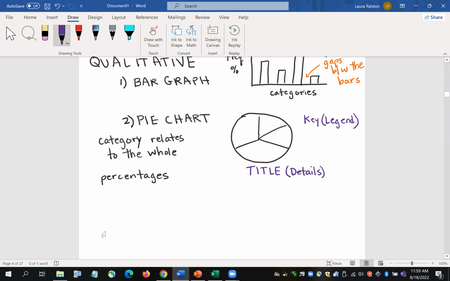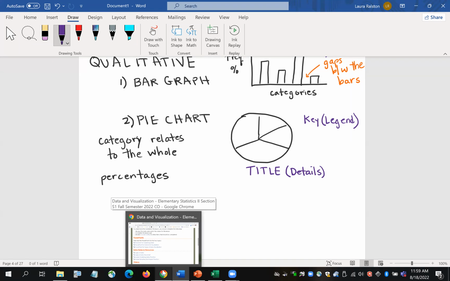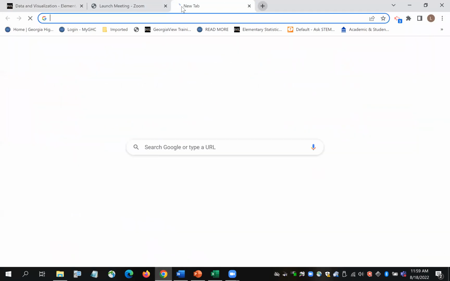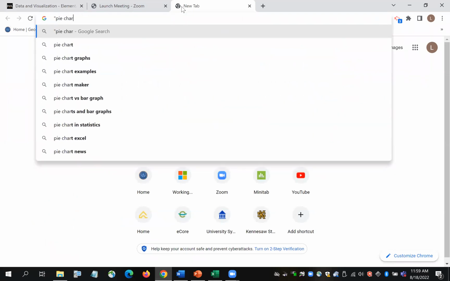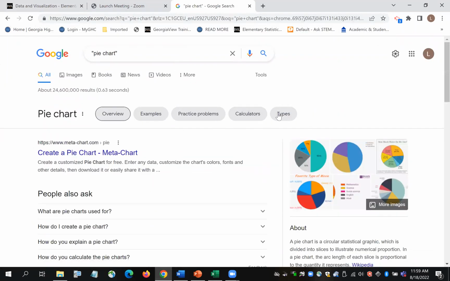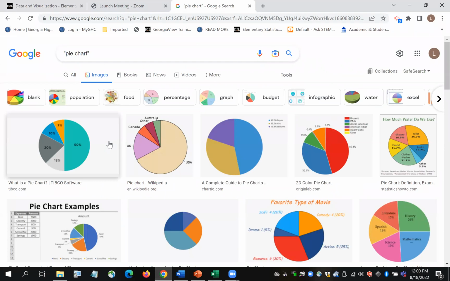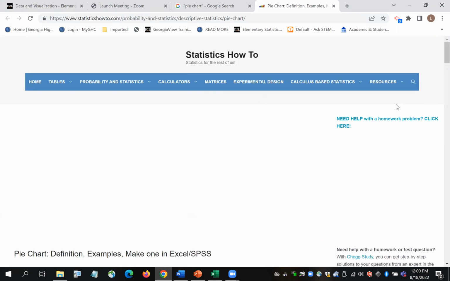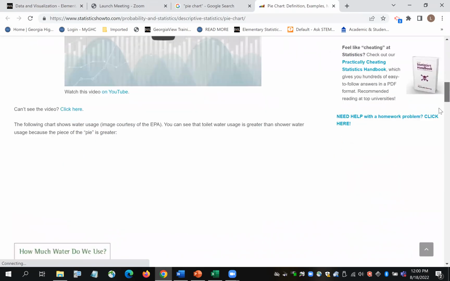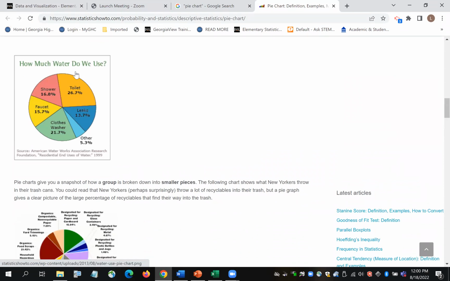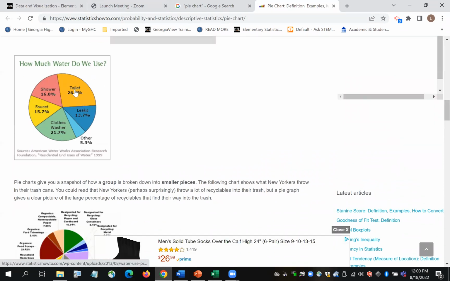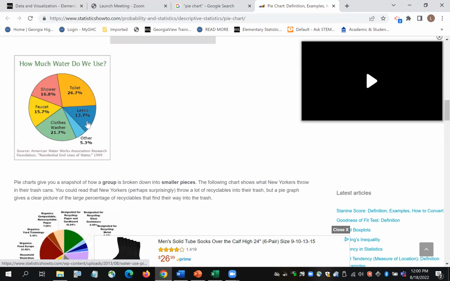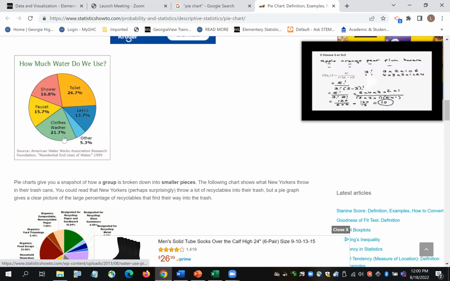So let me see if I can Google real quick and find us a circle graph, okay? It's also called a circle graph. I called it a pie chart. Okay, so here's a pie chart. This one says, how much water do we use? And you can see that toilet is 26.7, clothes washers 21.7%.